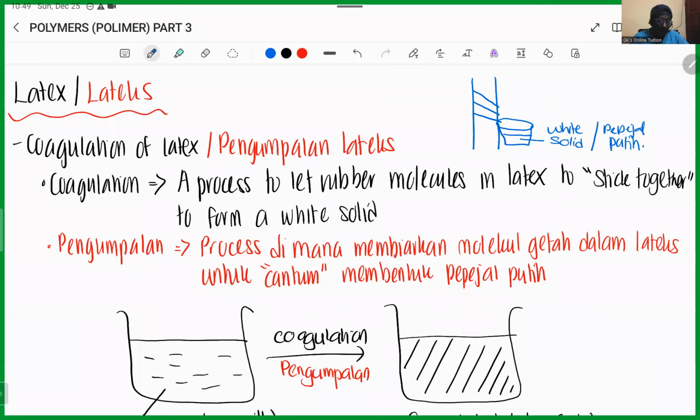Dia awal-awal benda ni sebenarnya cecair. Initially when it comes out from the tree, dia sebenarnya cecair. Cecair itu dibiarkan semalaman, it's left overnight, then it becomes a solid. Dia menjadi pepejal putih. That process we call it as coagulation. Proses tu kita panggil dia sebagai proses pergumpalan. So if they ask you definition: a process to let rubber molecules in latex to stick together to form a white solid. Adalah proses di mana membiarkan molekul-molekul getah dalam latex untuk cantum membentuk satu pepejal putih.